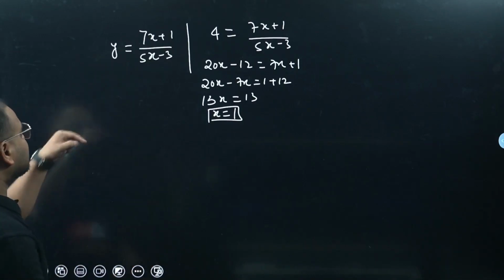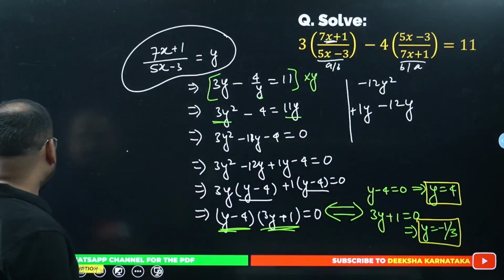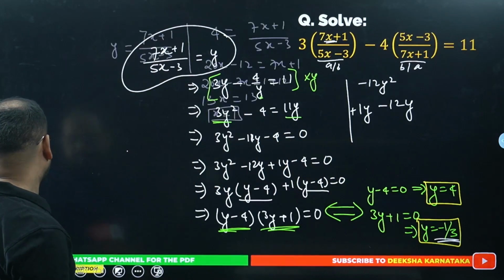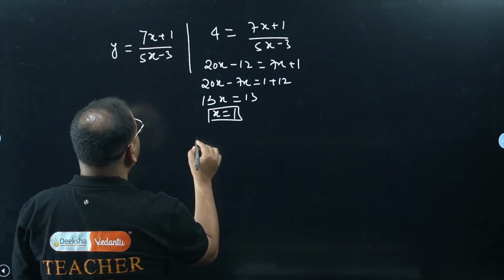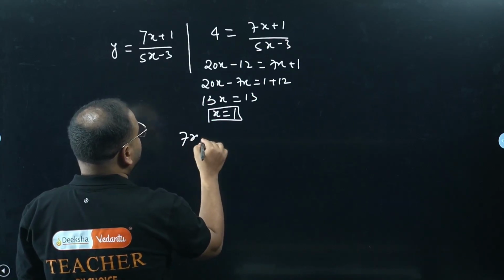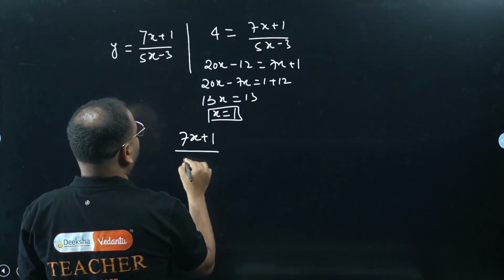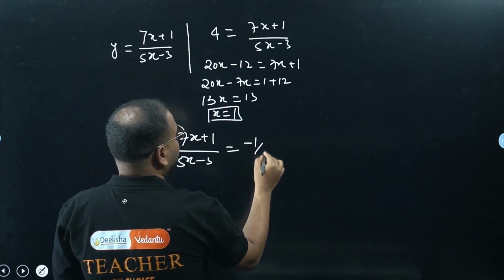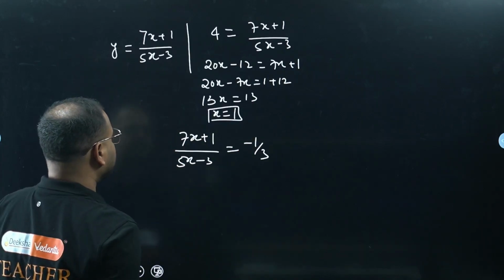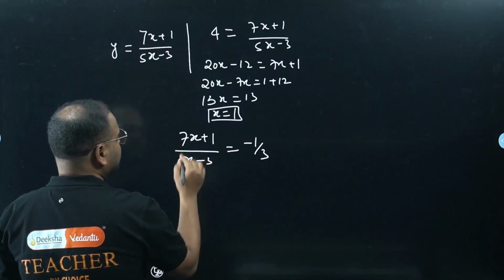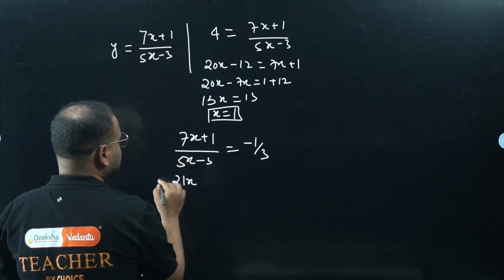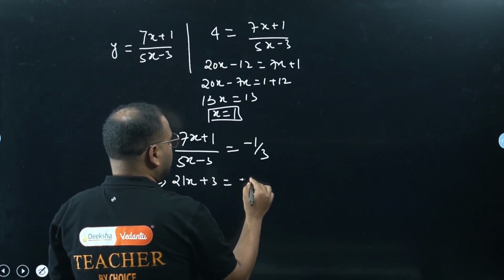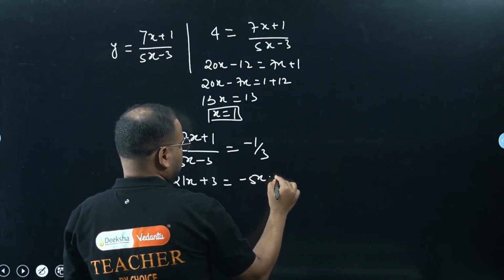Next, I'll take this equal to minus 1 by 3. Check here. So I'll write this as 7x plus 1 upon 5x minus 3 equal to minus 1 by 3. What is the next step? Cross multiplication. What am I going to get? 3 times of this will be 21x plus 3 equals minus 5x plus 3.